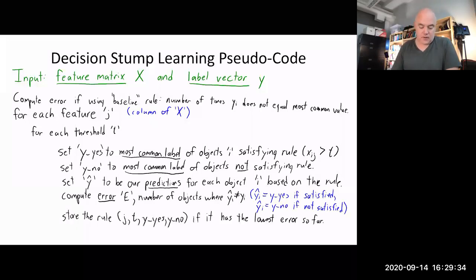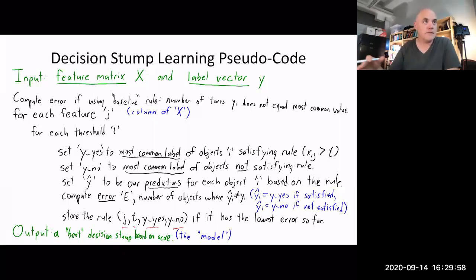So cool. Then we store the rule. And this rule, this data structure right here, j is the feature, t is the threshold, and then y yes and y no, that fully specifies the decision stump program, right? We needed the feature, we needed the value, and we needed the two return values for each side of the branch, okay? We store it if it has the lowest error so far. We just go through all the columns and all the thresholds, and we compute the j, t, y yes, y no for all of them, and we return the one that has the lowest error. So the output of this program is the best decision stump based on the score, and that is our model. Okay. Now note this score is going to change in just a little bit. Great.